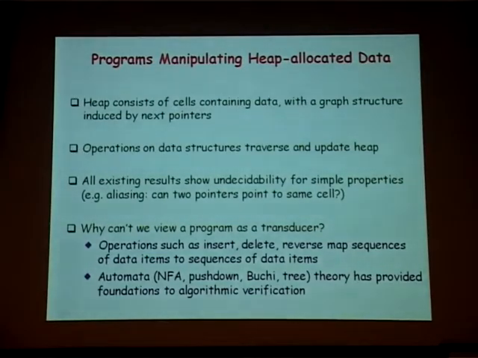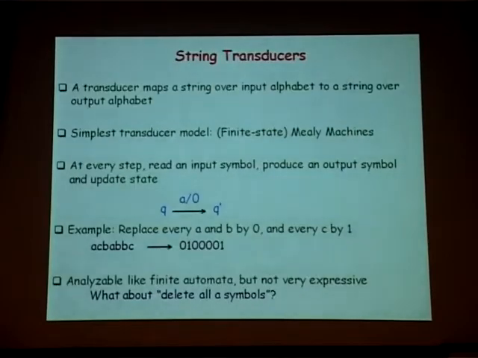So our goal is to develop a theory of transducers which would be useful to analyze programs that manipulate heaps. Let me start by giving you some introduction to string transducers. So what's a transducer? A transducer, in this setting, maps a string over an input alphabet to a string over an output alphabet. For pretty much most of the talk, assume that these alphabets are finite. At the end, I'll mention what happens when you have unbounded data.